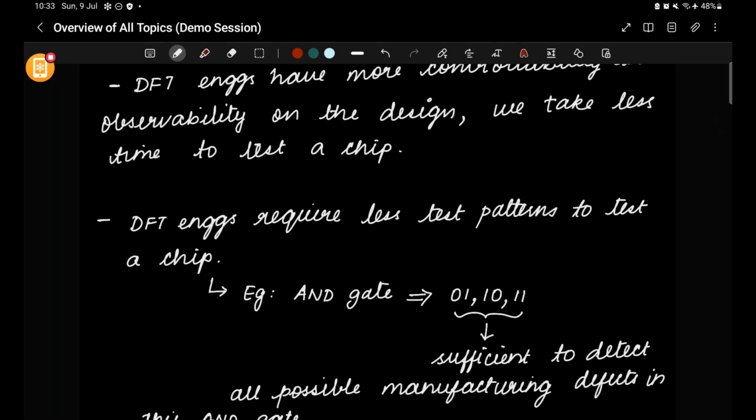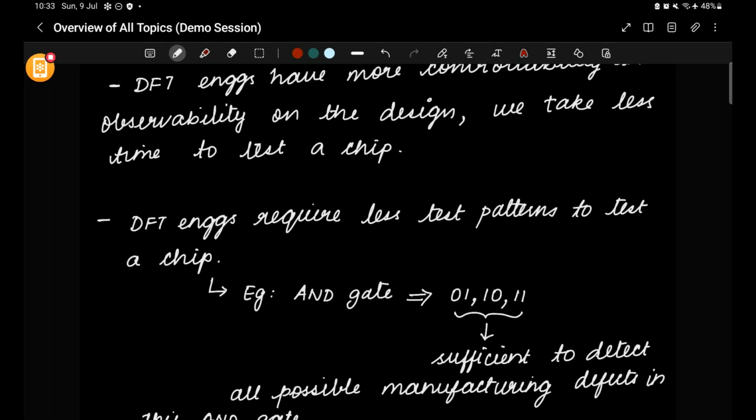To give an example, for an AND gate, a functional verification engineer needs all 4 patterns, 00, 01, 10, 11, to tell whether the AND gate is functioning properly or not. But for DFT engineers, just these 3 patterns, 01, 10, 11, are sufficient to detect all the manufacturing defects in the AND gate. Hence our tool keeps only these 3 patterns in the final pattern list. So DFT engineers require fewer test patterns to test the chip.